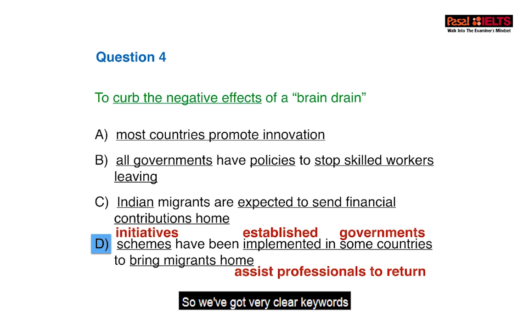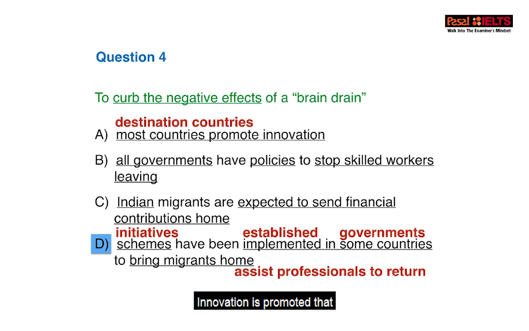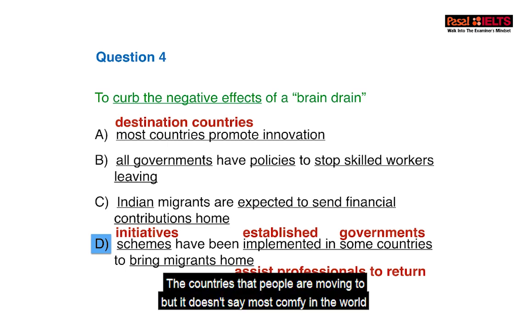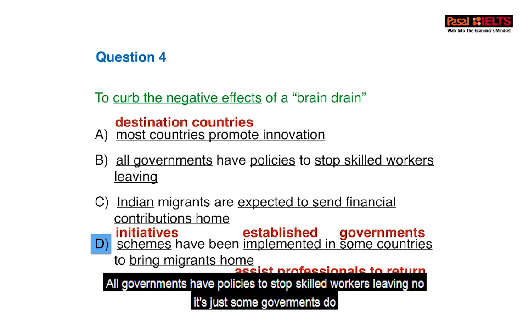So we've got very clear keywords showing you why this is the correct answer. Let's quickly check why the others are wrong. A, most countries promote innovation. No, it says the destination countries' innovation is promoted there, the countries that people are moving to, but it doesn't say most countries in the world, it's just the destination countries. B, all governments have policies to stop skilled workers leaving. No, it said just some governments do.